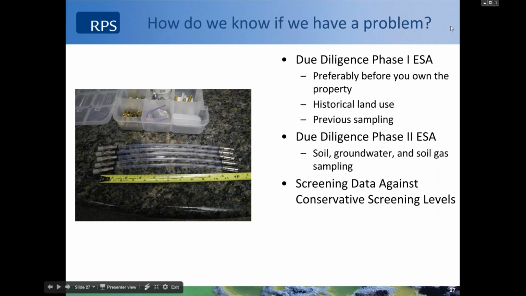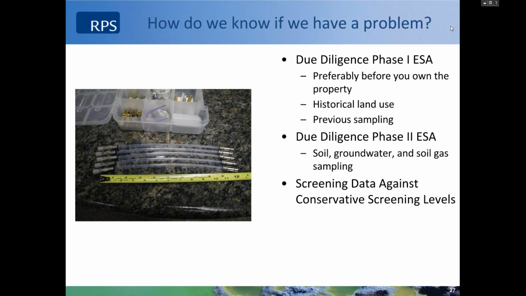So how do we know if we have a problem? The first we talked about is due diligence, phase one. So preferably you don't own the property yet. You're looking at buying the property, and you want to do some due diligence looking at the history. So were any of those land uses that I talked about, dry cleaners, manufacturing facilities, is it on a wetland? All of these things are things that you would look at during this period. Also, you'd look at, well, is there any previous sampling? Maybe they didn't do any vapor sampling, but maybe they did some soil or groundwater sampling. And those results might show you that it's something that you need to look into a little bit further.